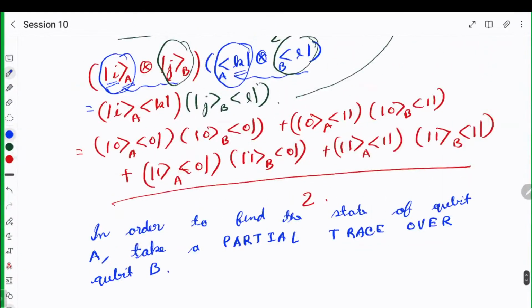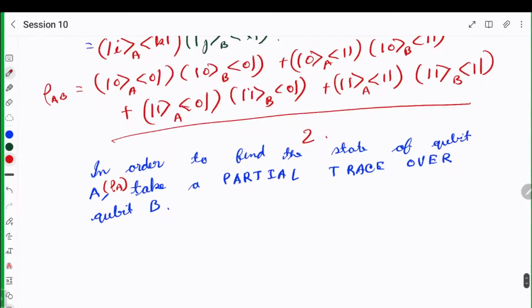So basically we have rho AB, and from there I want to find the state of A, which is nothing but rho A. So I am saying that rho A, the state of qubit A, is trace over B. By the way, what was trace? In general, trace was the sum of diagonal elements of a matrix.